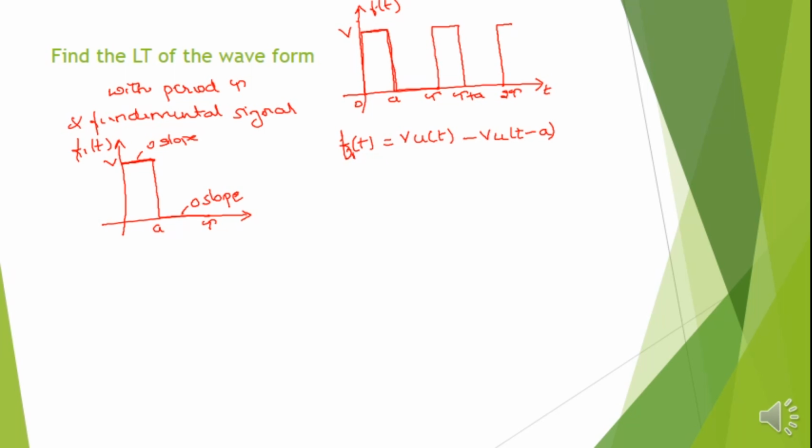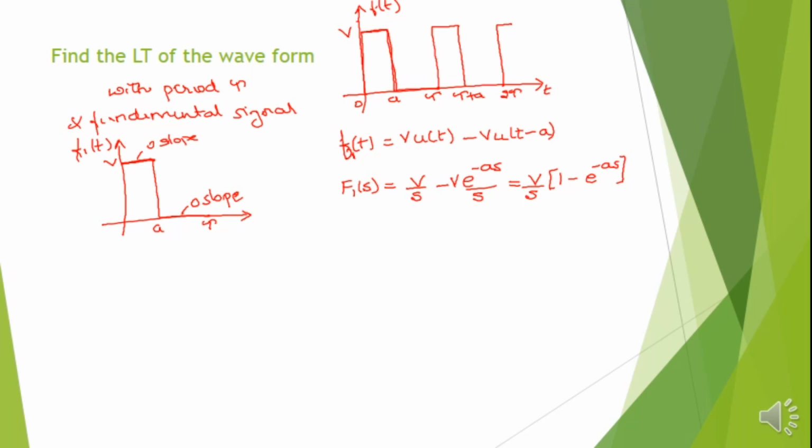So now what is F1 of s? F1 of s is V by s minus V u of t minus A, so e to the power minus As by s. V into e to the power minus As by s. So I can take it as V by s into 1 minus e to the power minus As. This is F1 of s.